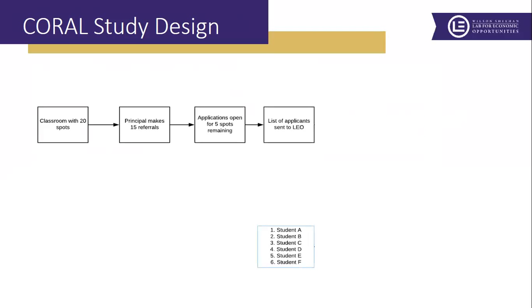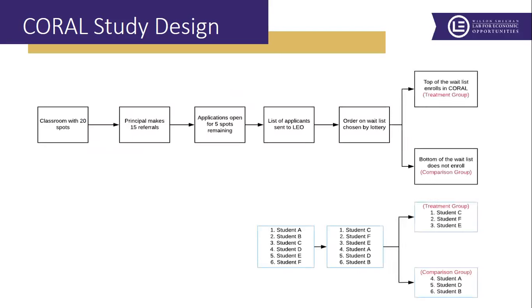Once you get all of your applications in, you'll send a list to Leo, and we will choose spots on a wait list by a random lottery. And then when you get back this list, you call the kids at the top of the wait list until your spots are full, and that top of the wait list who enrolled in Coral becomes our treatment group, and those who remain on the wait list because spots are full become our comparison group.